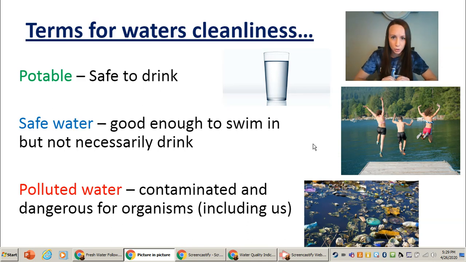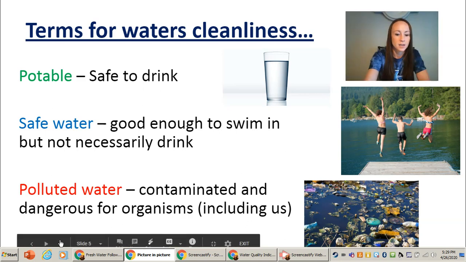And then we've got polluted water. Yes, that water is contaminated. You should not go near any water that is polluted. It may hurt you, and it could have harmed organisms that could be living in there. Hence the picture at the bottom of all of the trash and dead organisms. So, potable, safe, or polluted. Those are the 3 terms you need to know.